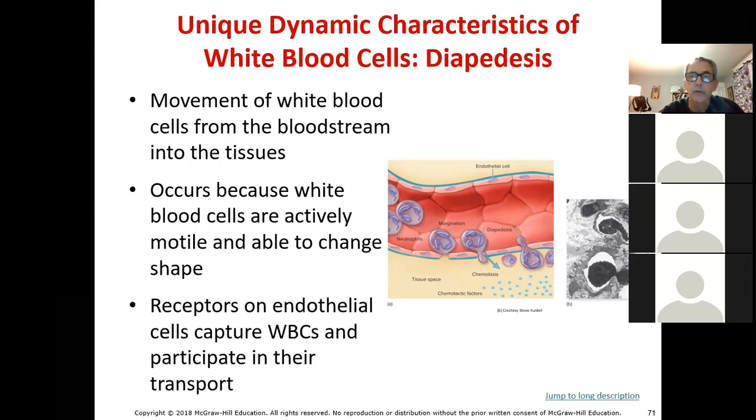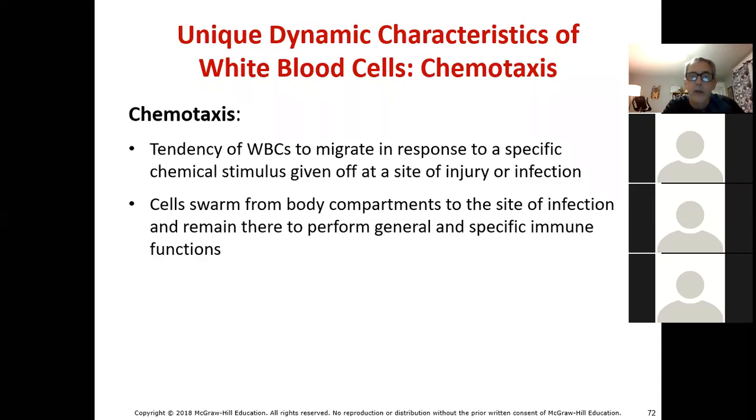A unique dynamic, I mentioned this before, of white blood cells is diapedesis, their ability to migrate from within the endothelial system, squeeze through, and then the chemotactic compounds like histamine, they gravitate toward that, which is at the site of the infection. So chemotaxis, chemicals that can attract immune cells to the site of the infection, secreted by cells like the mast cells and the basophils.